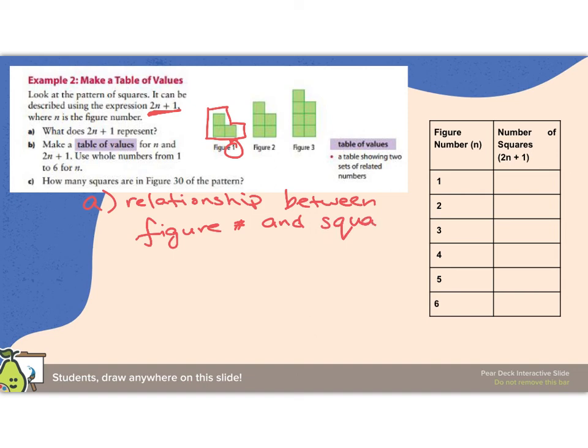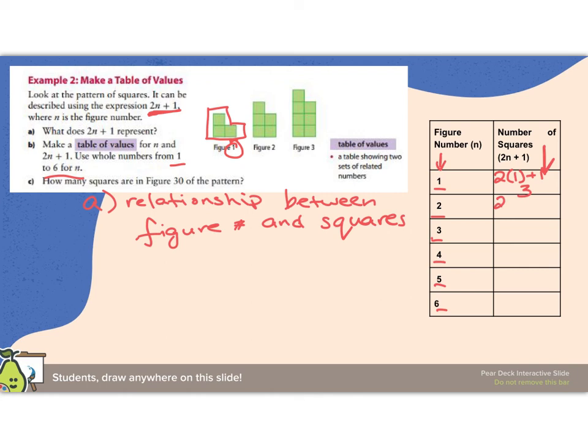Okay, second thing that they want you to do is fill in this table of values. And it says use whole numbers from 1 to 6 for n. So over here I filled in n. So 1 to 6, 1, 2, 3, 4, 5, 6. And now I need to fill in this side. So to find the number of squares, 2n plus 1, I'm just going to fill it in. So 2 times 1 plus 1, that's going to be 2 plus 1, 3.